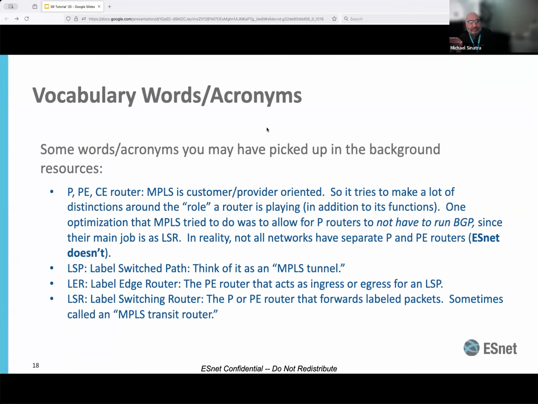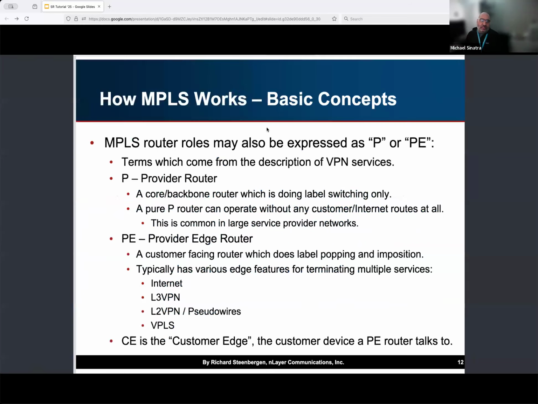I'm going to use the word LSP a lot in this. And an LSP is a label switched path. Think of it as an MPLS or segment routed tunnel. And LSPs existed prior, obviously, to segment routing. So there are other mechanisms of creating LSPs. And I will tend not to use LERs and LSRs. I'll just use ingress, transit, and egress routers to explain how an MPLS or SR packet is traversing the network.